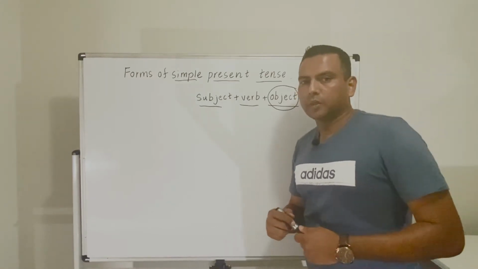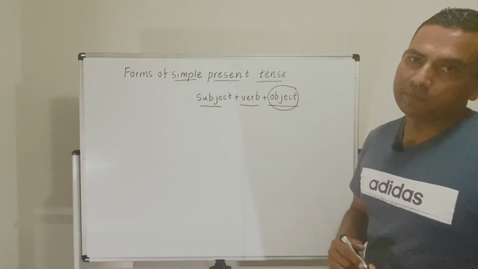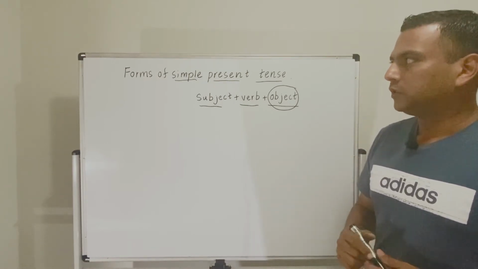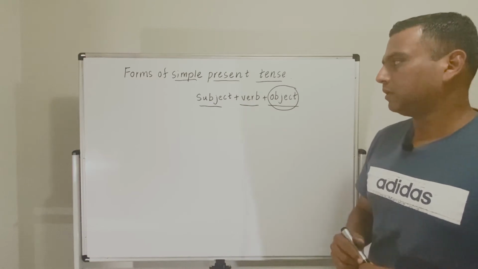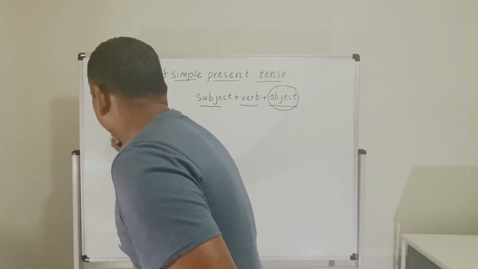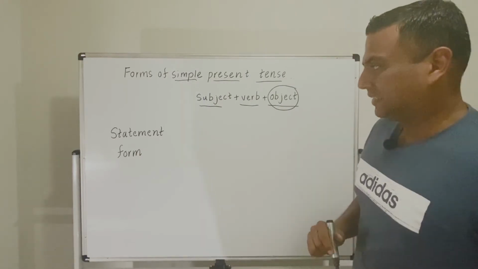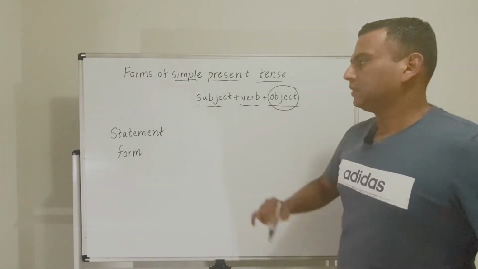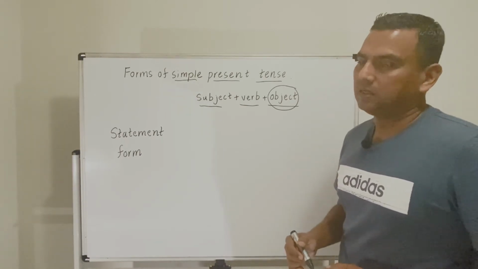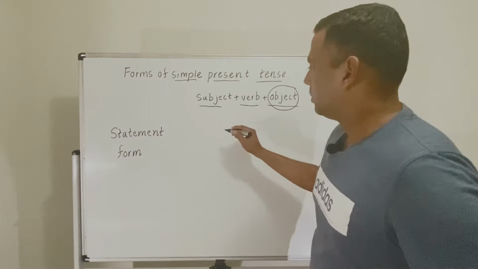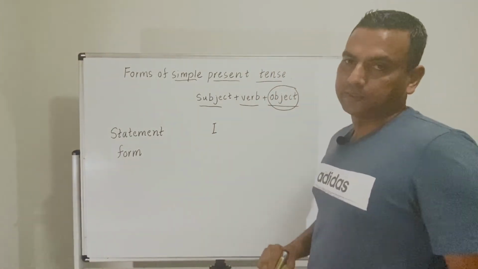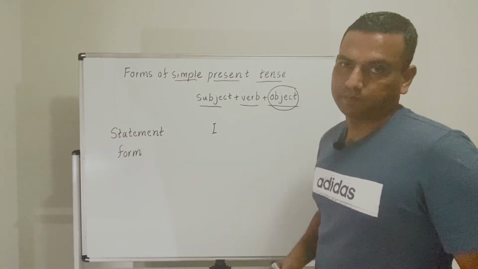So let's look at the first form that we are going to discuss. There are mainly three forms that we are going to discuss. So under that, the first type that we are going to discuss is the statement form. So let's take a small example just to make it very clear for everyone. So we'll take I as the subject.